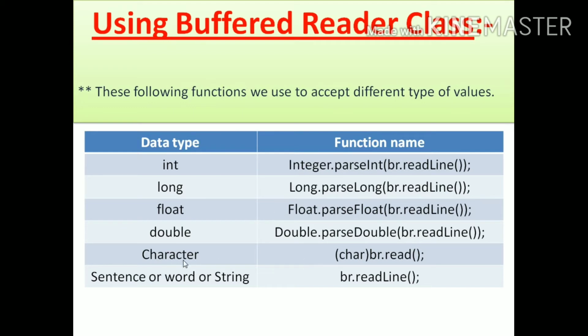Next, character and strings. If you want to store a character, a sentence, a word or a string, you use br.readLine(). One more thing: br.readLine() returns a string value, and with Integer.parseInt, Long.parseLong, Float.parseFloat or Double.parseDouble, that is explicit conversion. br.readLine() is the string value, and using these functions is a conversion technique. So these few methods you have to use to store these kinds of data types.